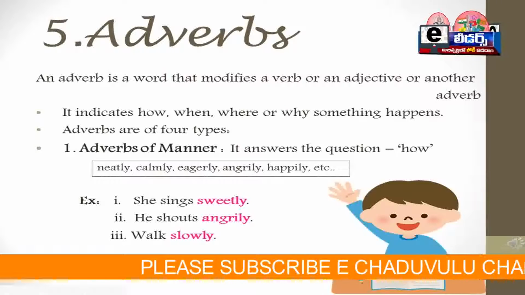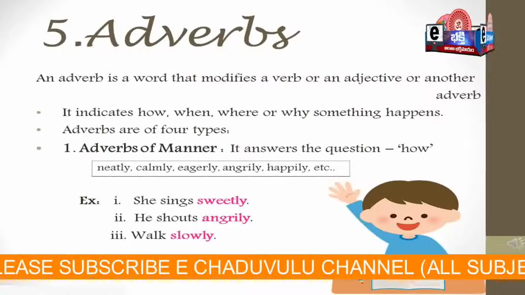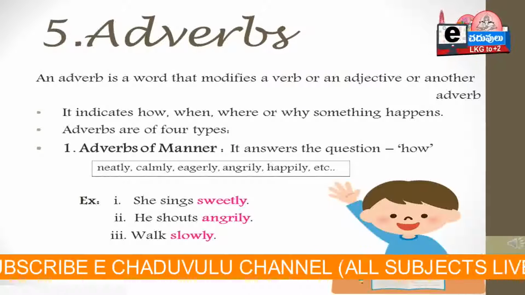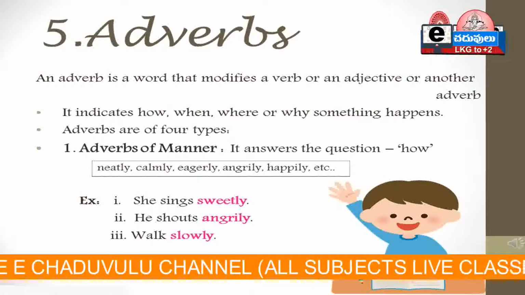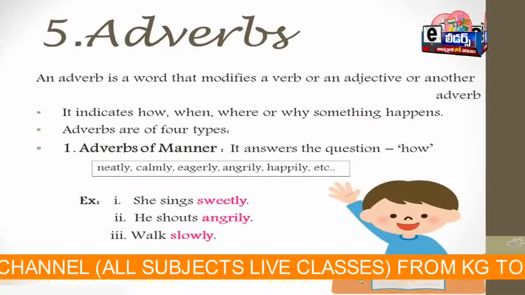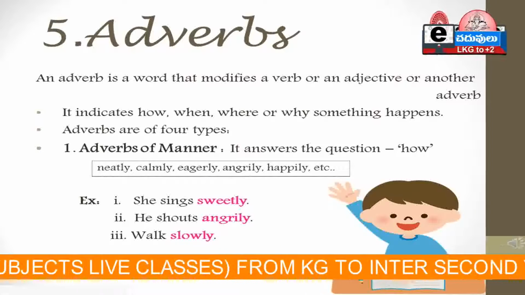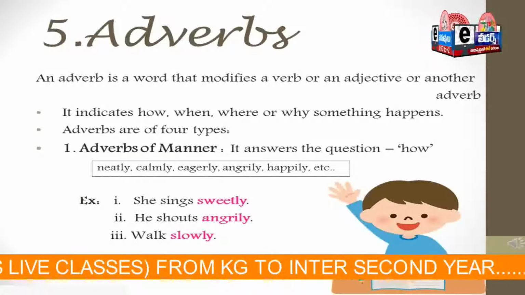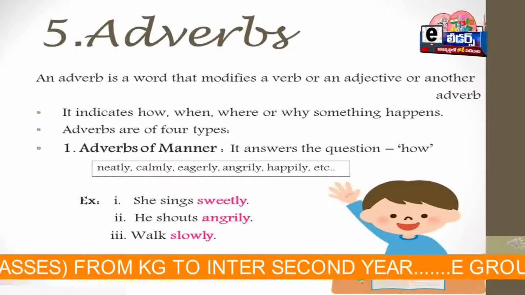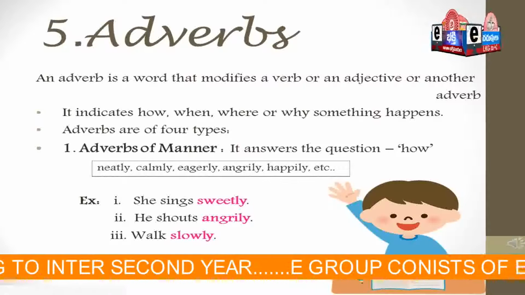Mainly, there are four types of adverbs: adverbs of manner, adverbs of time, adverbs of place and adverbs of degree. Let us first discuss adverbs of manner. This adverb answers the question how, that is, how does the action take place. For example, she sings sweetly, he shouts angrily, walk slowly.